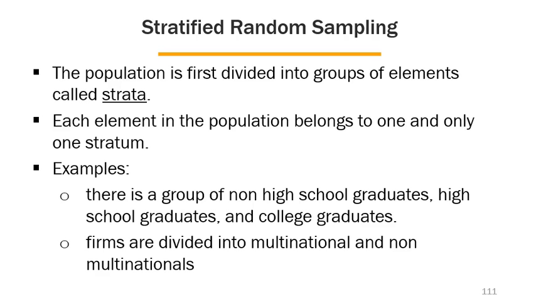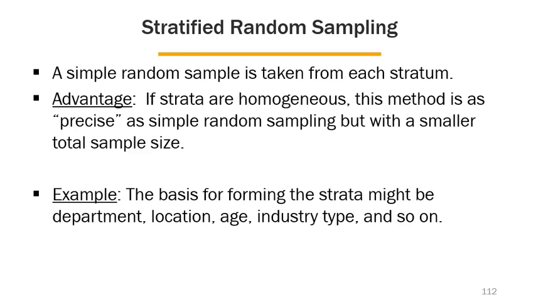We could also have firms divided into multinational and non-multinationals. A simple random sample is then taken from each stratum. So for example, in the previous case, if we had multinational and non-multinational firms, we would take a random sample of multinational firms and a random sample of non-multinational firms, and that is how we would go about that.